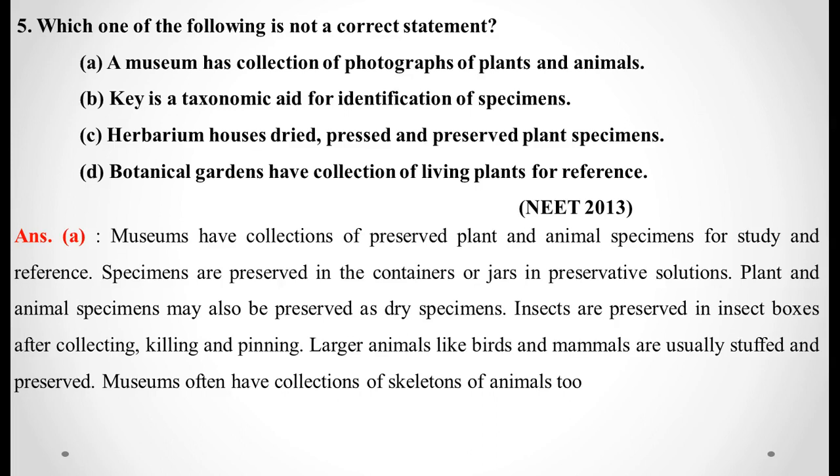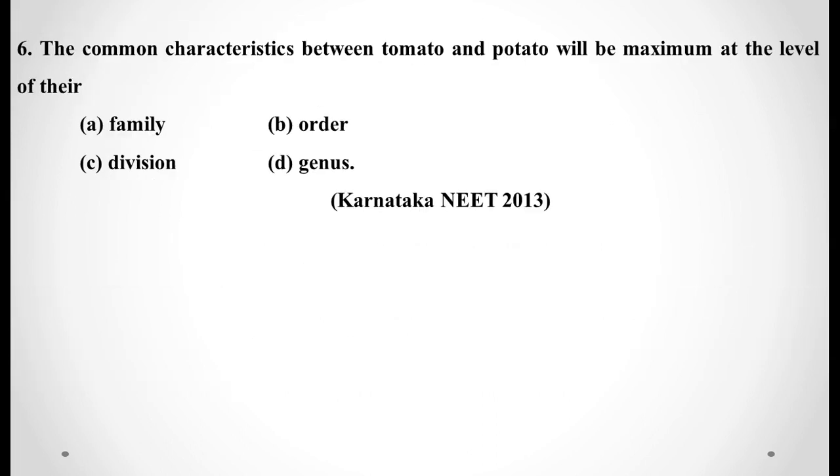And the next question is: common characteristics between tomato and potato will be maximum at which level: family level, order level, division level, or genus level? You have to find out at which level there are more common characters between tomato and potato. So option A is the right answer.